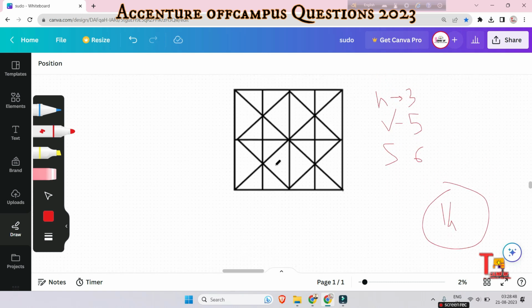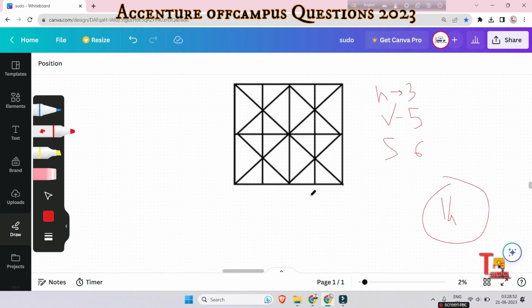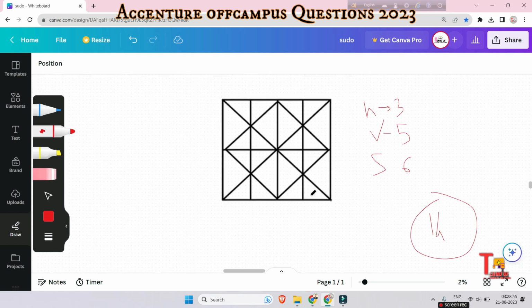So I hope you have got the simple way to solve straight line problems, right? I mean, you can now count the straight lines very easily.